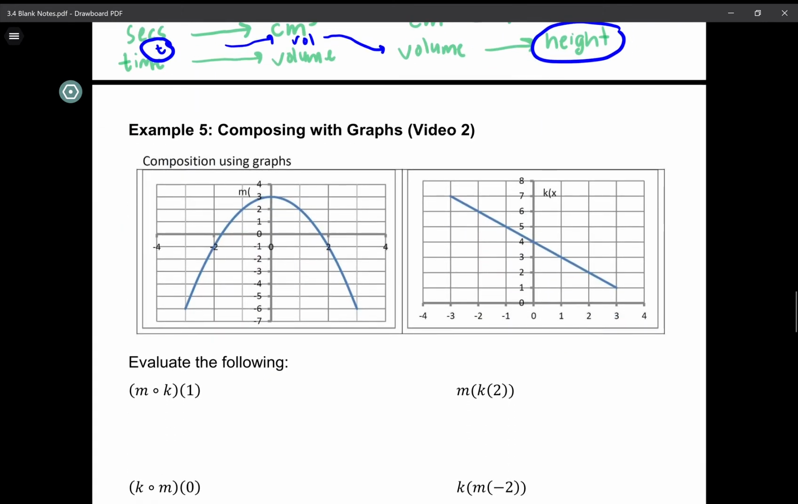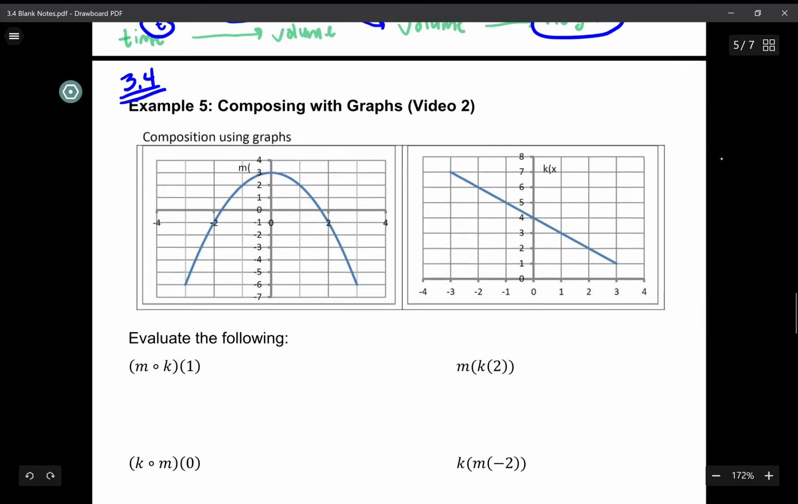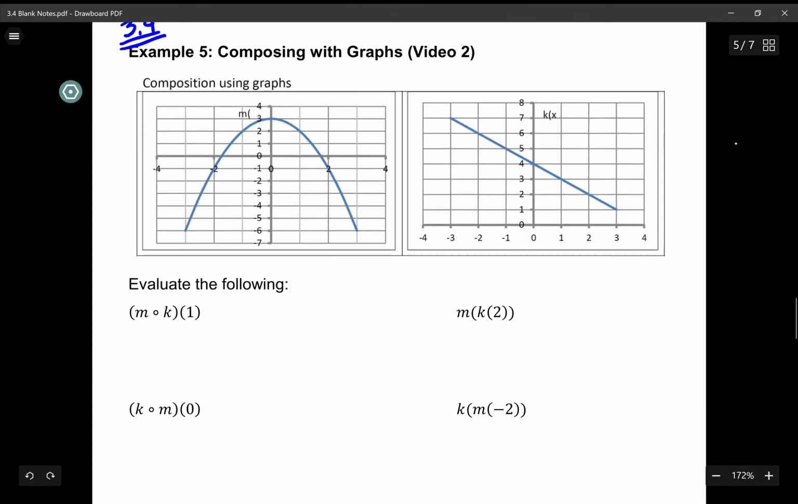All right, welcome back. We're still on section 3.4. I really should write that at the top of my notes. Still on section 3.4. Let's continue. So let's try practicing composing functions with graphs.